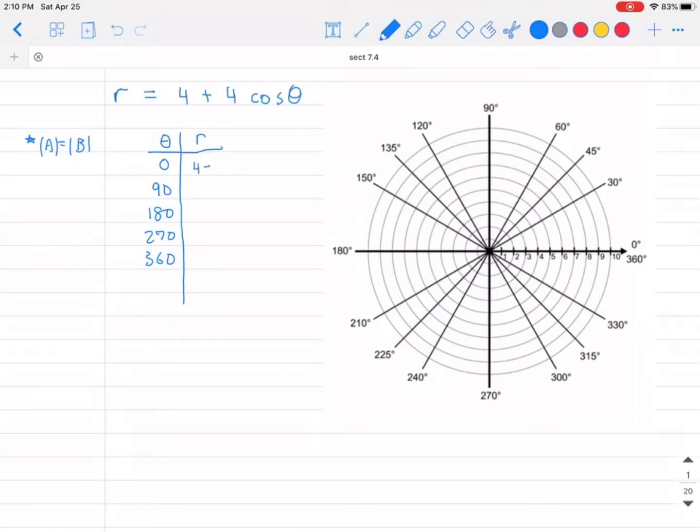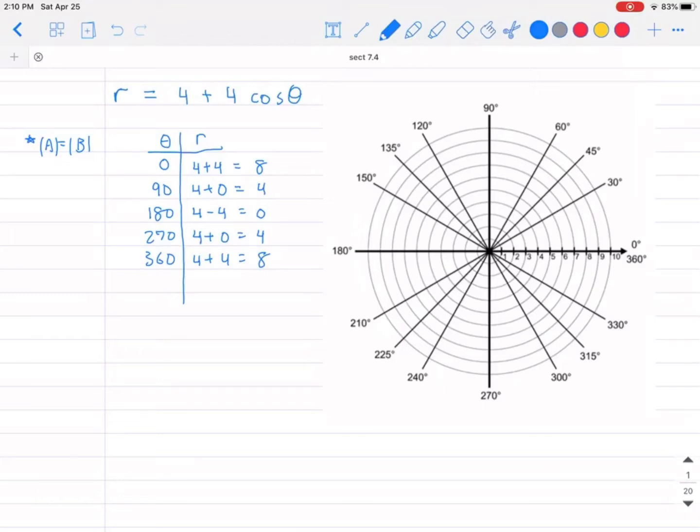For each one of these, if I solve for r, we have the following. The first case is 4 plus 4, which is equal to 8. The second one is 4 plus 4 cosine of 90, which is 0, so that's equal to 4. The next one is 4 minus 4, which is equal to 0. After that is 4 plus 0, which is equal to 4. And finally, for 360 degrees, that's 4 plus 4, which is equal to 8.